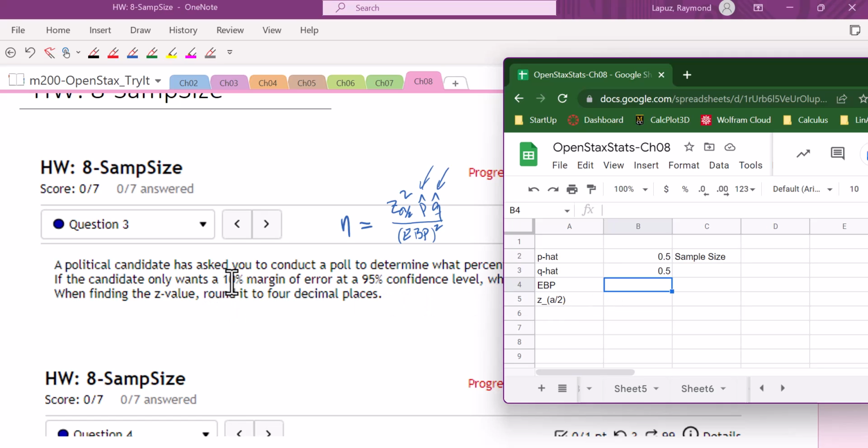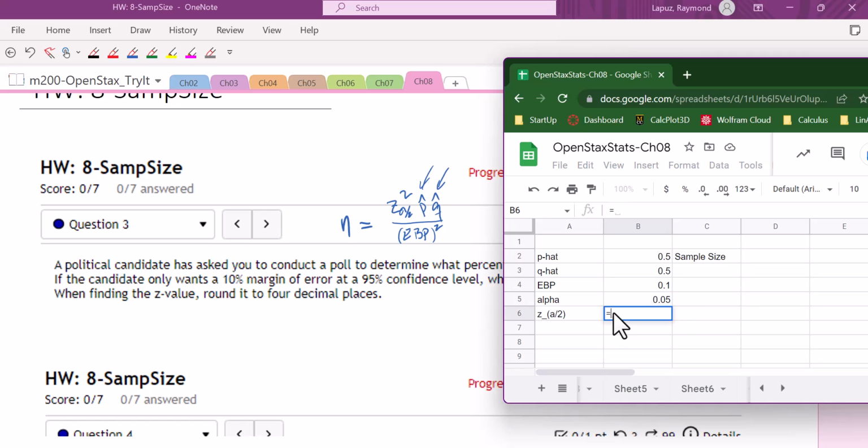The error bound is essentially the margin of error, and here it's given as 10%, so we can say 0.10. Now we want the z sub alpha based on the confidence level. Before we get z sub alpha, let's figure out what alpha is. Alpha is the complement of 95%, so that's 0.05. I can use this 0.05 as a reference to figure out z sub alpha over 2.